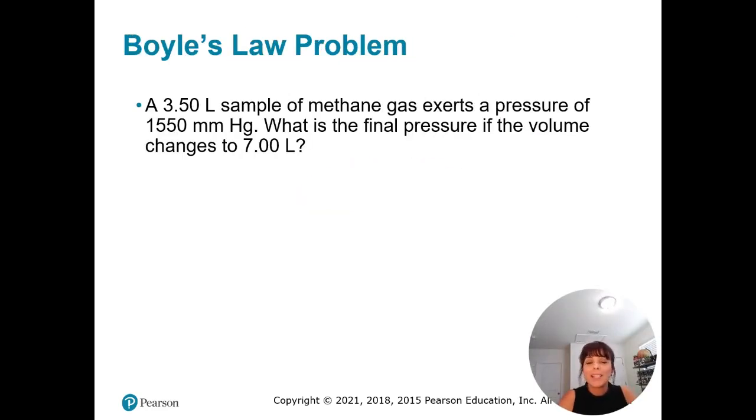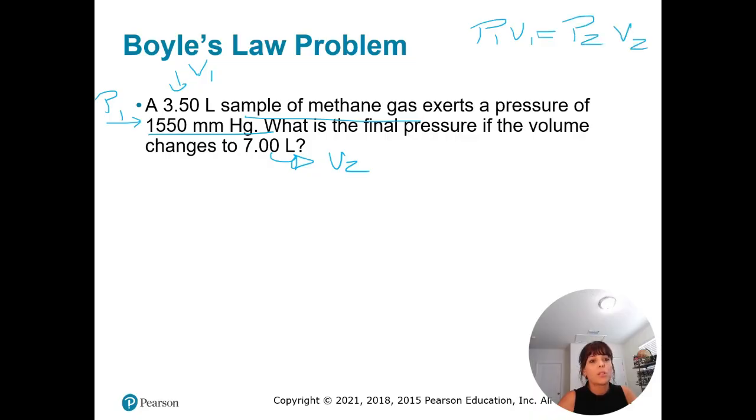So let's practice, because I think the best way to learn is to practice. Here we start with a very simple Boyle's law problem. We have a 3.50 liters sample of methane gas that exerts a pressure of 1,550 millimeters of mercury. So I have volume 1 and pressure 1. And what is the final pressure if the volume changes to 7 liters? That is volume 2. When I have PV, I know that I'm talking about Boyle's law.